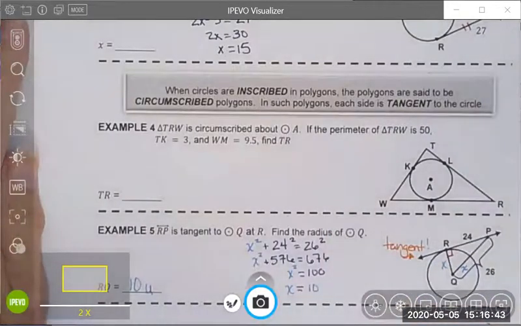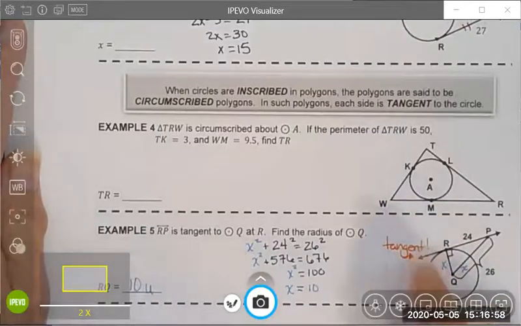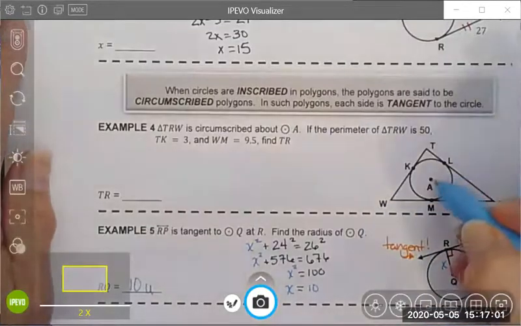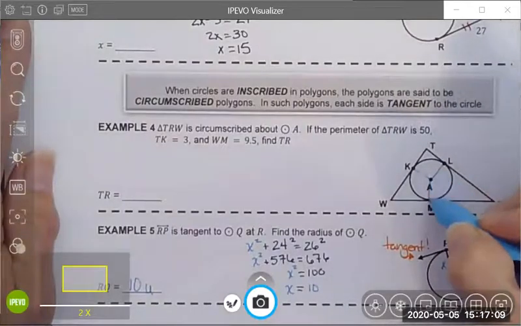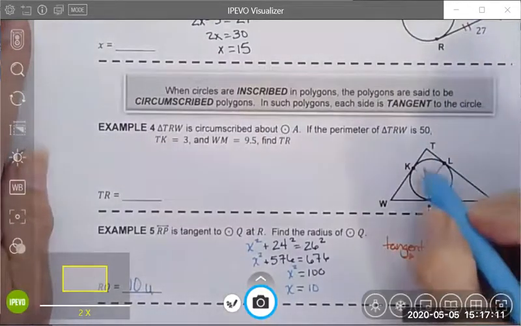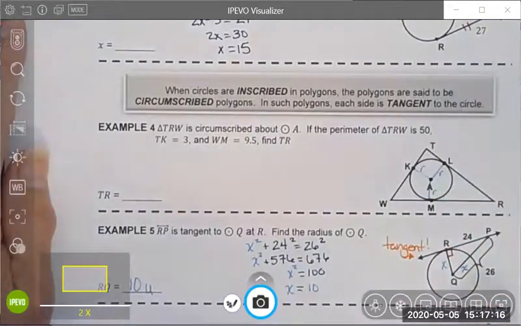It says that when circles are inscribed in polygons, this is a triangle polygon, so when the circle is inscribed inside it, the polygon is said to be circumscribed. In such polygons, each side is tangent to the circle. So again, let's see what this means. This means that if I go from my center to a point on the side of the circle, those all form radii, which is the plural word for radius. It's a really strange word. Okay, so these are all the radii of this circle.